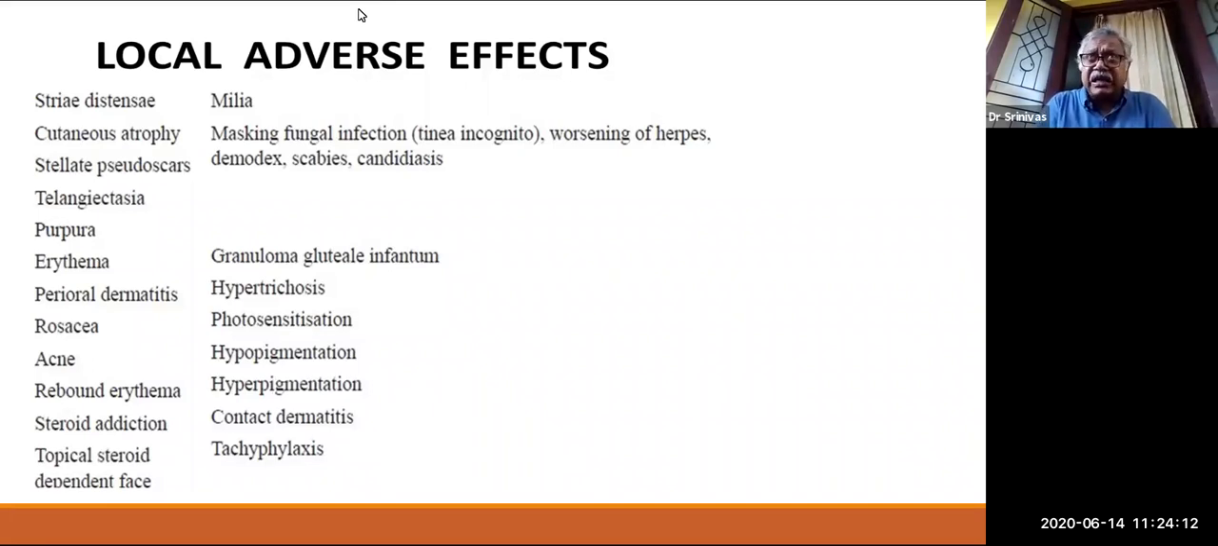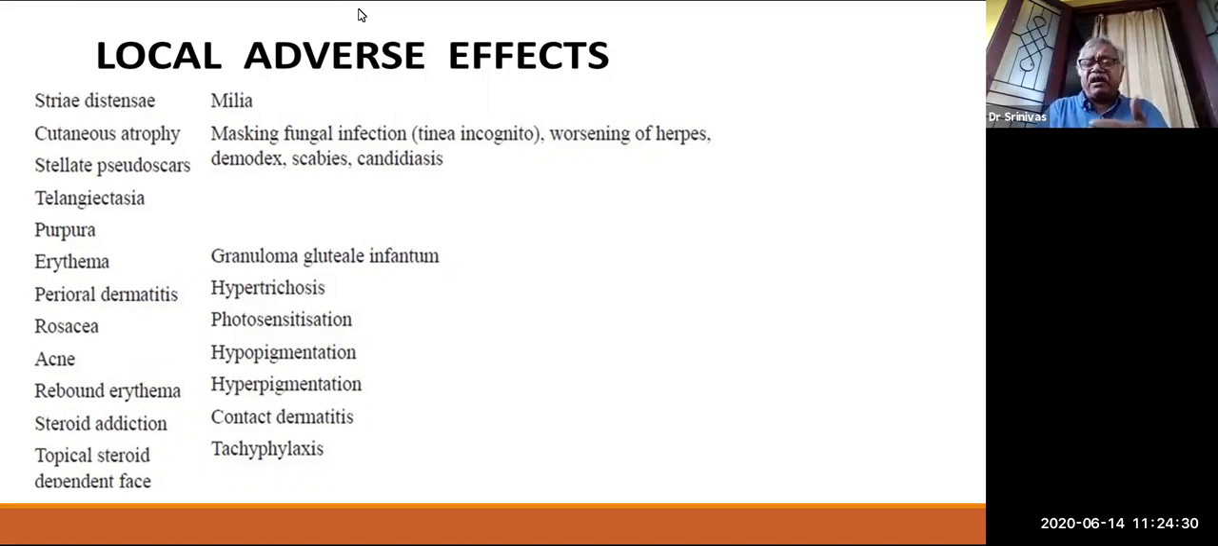Tachyphylaxis. Does it occur? Yes, you'll find it progressively as you go on applying. We could not demonstrate tachyphylaxis by the experimental assays. It could not be demonstrated, but practically we do find that as the person continues the topical steroid, it becomes less effective. So the body demands more.